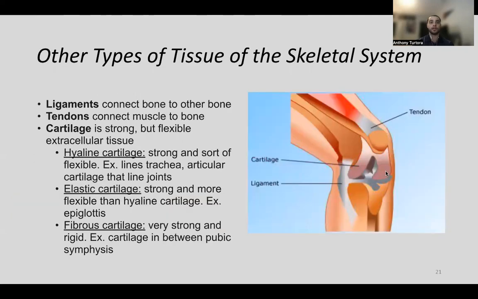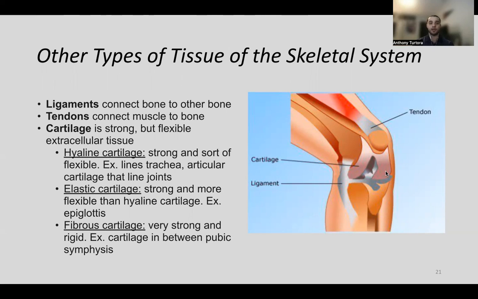All right, so other types of tissue of the skeletal system. So we have ligaments. This connects bone to other bone. Tendons connect muscle to bone. Cartilage. This is a strong but flexible extracellular tissue. Cartilage is avascular, so that's why it takes a long time for cartilage to heal. It is also aneural, meaning it doesn't have any innervation by any nerves.